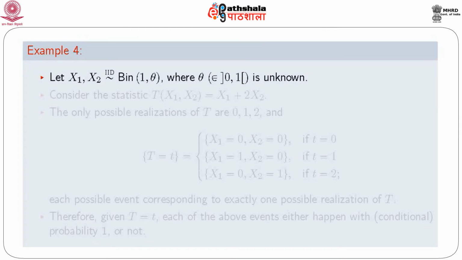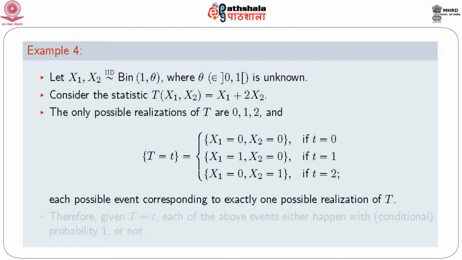Let X1 and X2 be independently and identically distributed Bernoulli random variables, each with parameter theta, where theta belongs to the interval (0, 1). We consider the statistic T equals X1 plus 2X2. Note that the possible realizations of T are 0, 1 and 2.